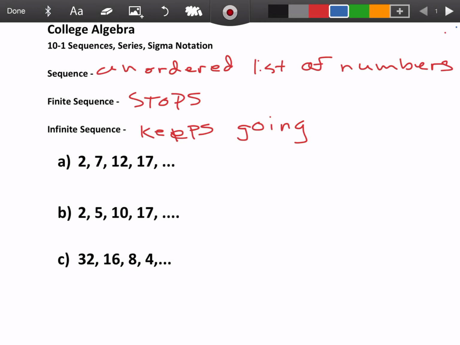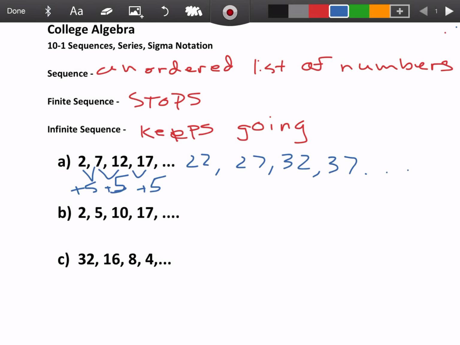These are pretty simple sequences, and usually what a problem is going to ask you to do is to find the next four. Okay, so hopefully you can see that here we're adding 5 each time. So you could keep going adding 5. So you have 22, and then you have 27, you have 32, 37, and then you could keep going if you wanted to.